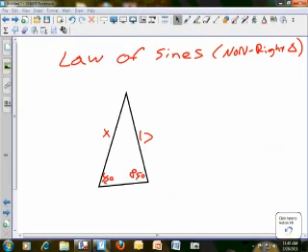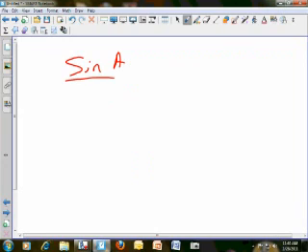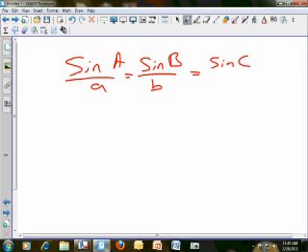So you want to write down the law of sines. The law of sines says sine of A over A equals sine of B over B. Now that's one. They're both also equal to sine of C over C. So basically what they're saying is if you take an angle and the side opposite, and you take another angle and the side opposite of that one, they always have to be equal to each other. But you have to take sine of the angle.